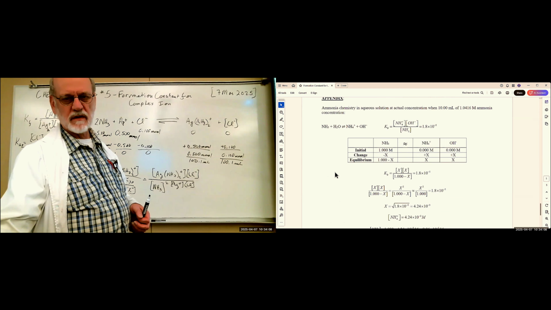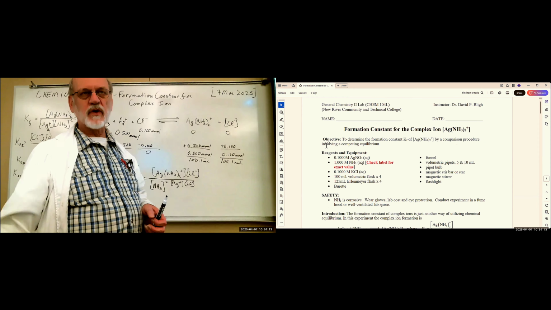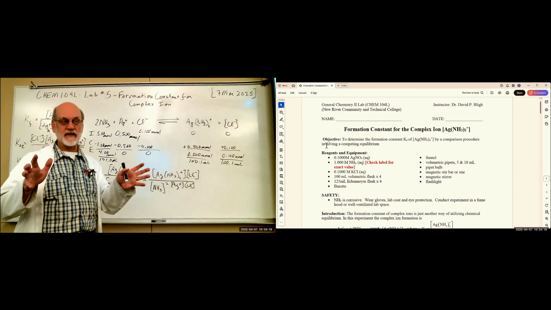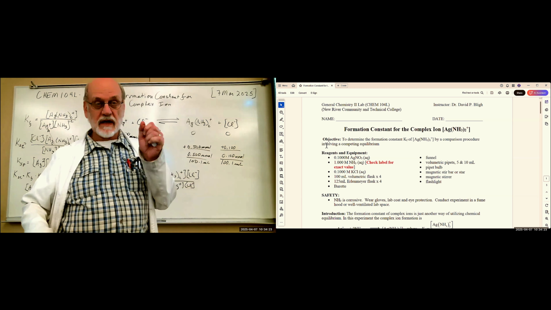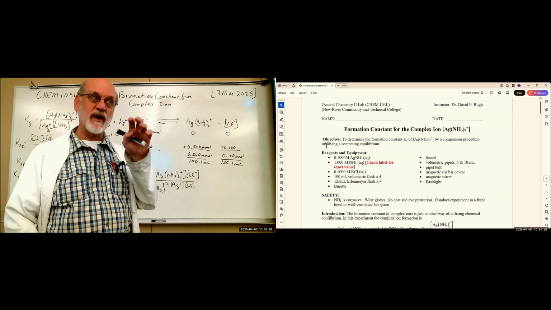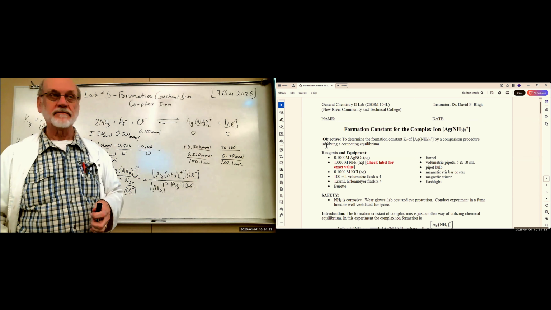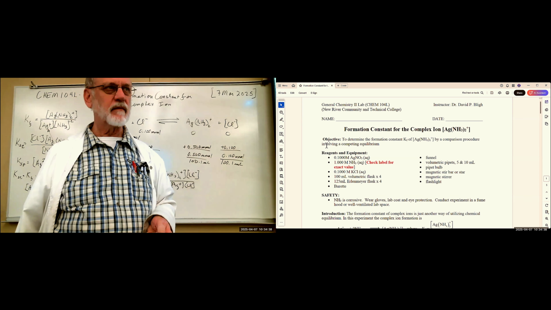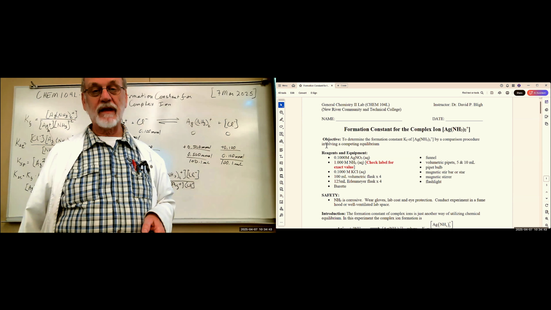Any questions? This procedure doesn't have any pre-lab questions or post-lab questions. So that section is, I don't expect that section in your lab notebook or in your report. I just want to see the calculations. I want to see the answer and the comparison of your value of KF with the accepted value of KF. And then we'll be good to go. Okay. All right. Well, I don't have anything else.